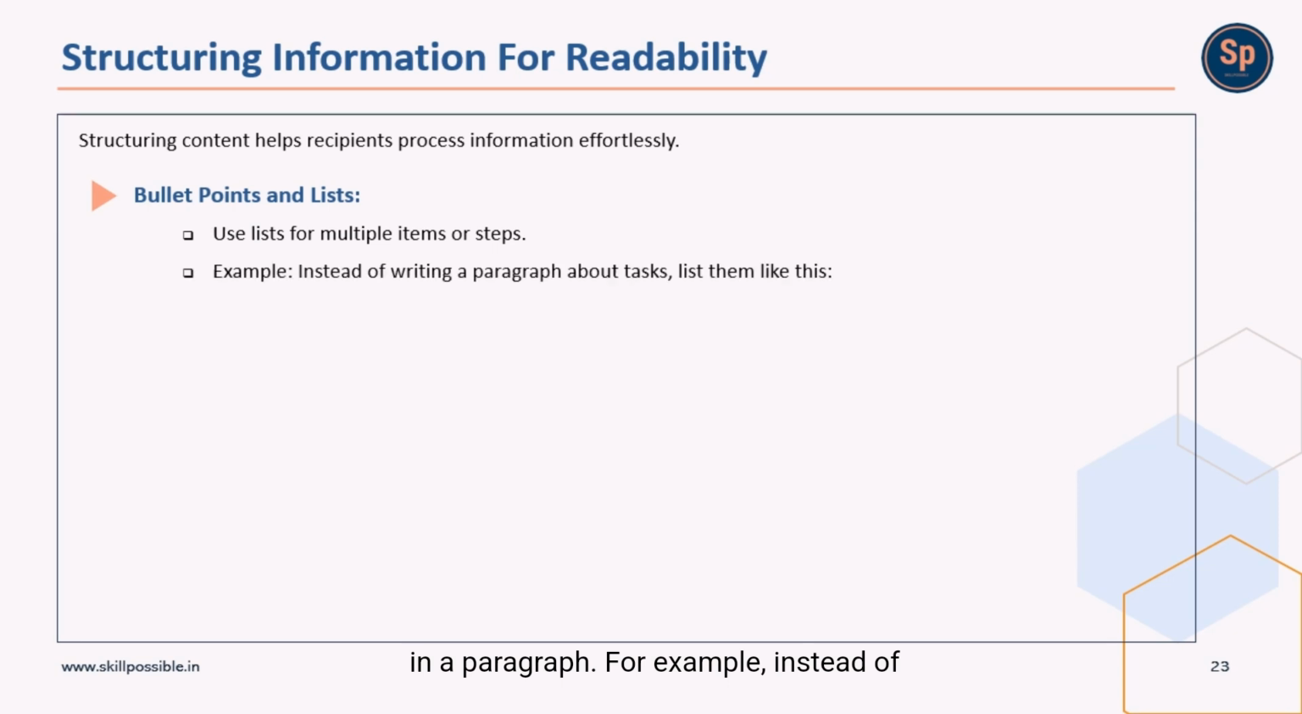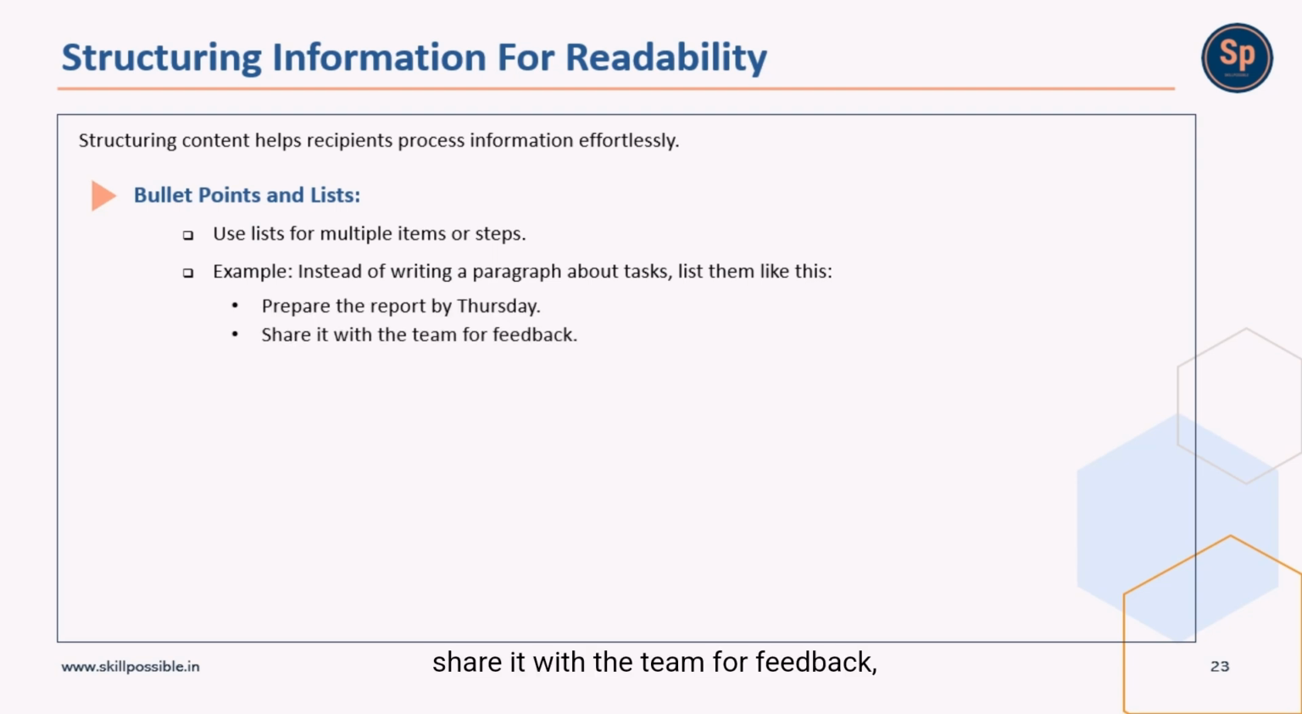For example, instead of saying, "We need to prepare the report, get feedback from the team, and then submit it by Friday," you could list it like this: prepare the report by Thursday. Share it with the team for feedback. Submit the final version by Friday. This makes the tasks easy to scan and understand.